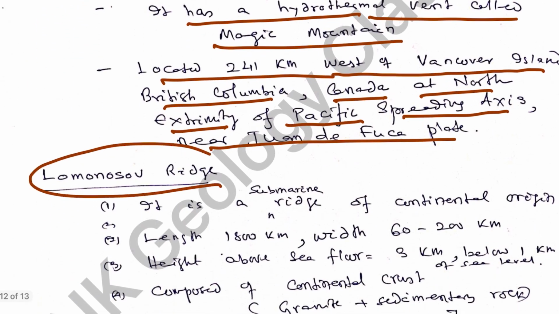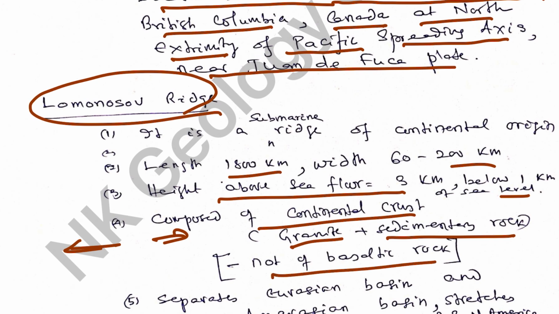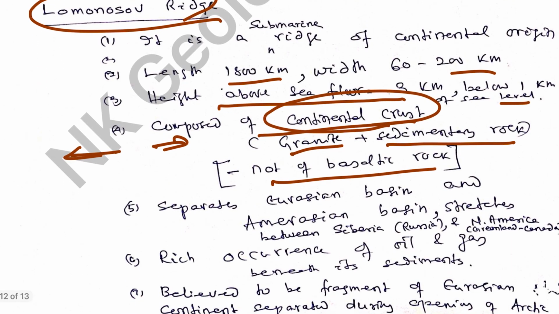Then Lomonosov Ridge, it is in the Arctic Ocean. Length is about 1800 kilometers, width 60 to 200 kilometers, height is about 3 kilometers, and it is found below 1 kilometer of the sea level. It is composed of continental crust, that is granites and sedimentary rocks. So it is of continental origin. It is not related to the divergent plate motion. It is not of basalt composition. So it is of continental origin, but it is found within the sea in the Arctic Ocean.